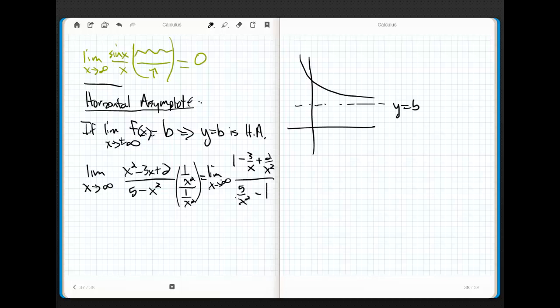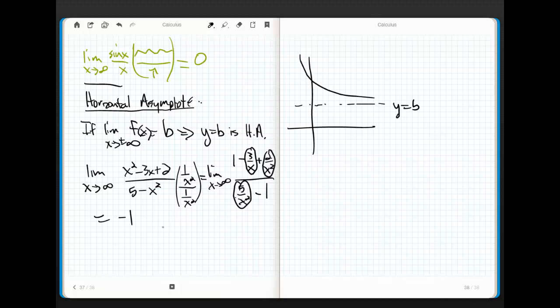Now I know that the limit of the sum is the sum of the limits. I also know that the limit of a quotient is the quotient of limits. So I basically just plug the thing in. That's what that allows me to do. Well, as x goes to infinity, this guy goes to 0. This guy also goes to 0. And this guy also goes to 0. And I get -1. That's the limit.